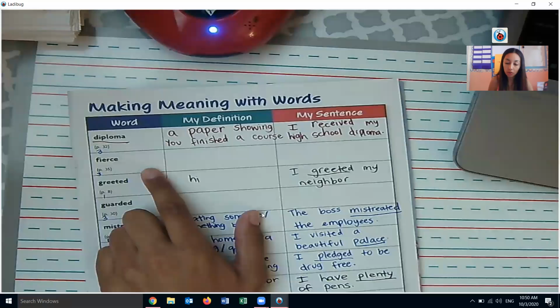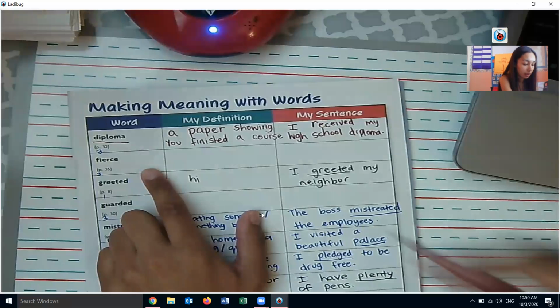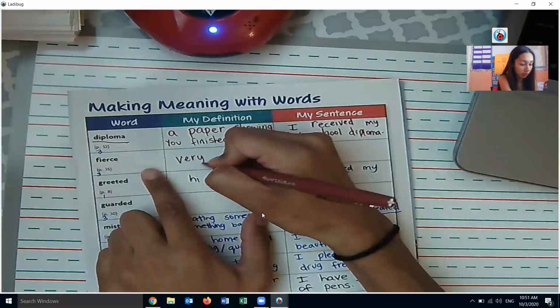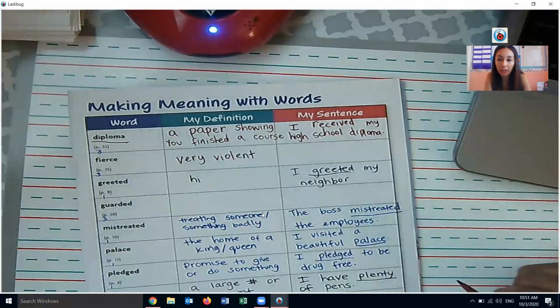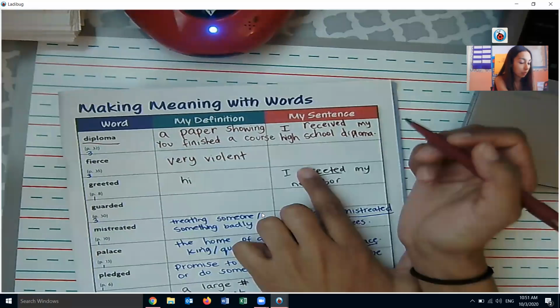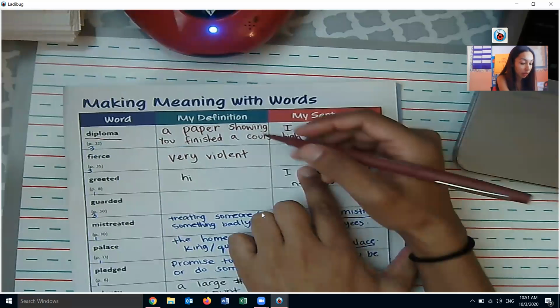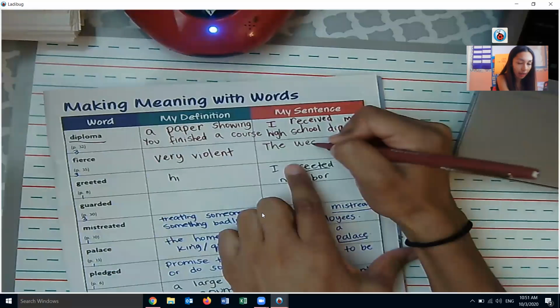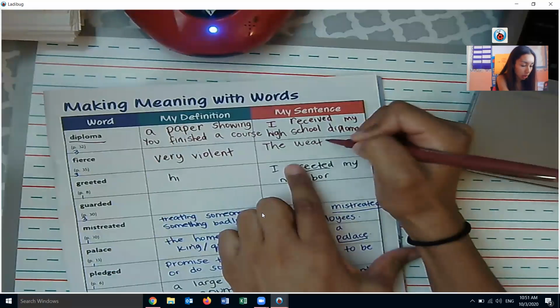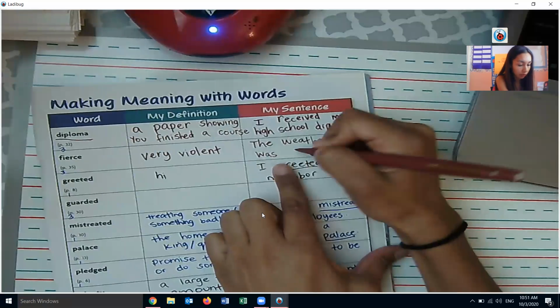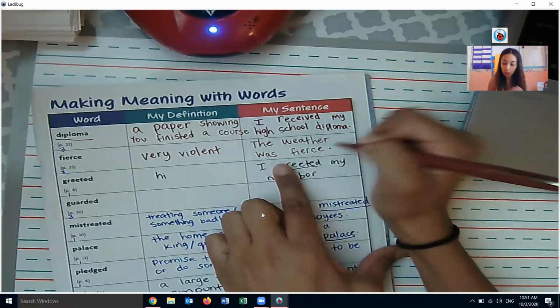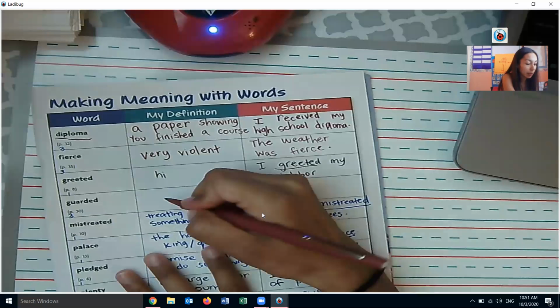Fierce. Fierce is the meaning of very violent. Maybe thinking of like a fierce tiger, or for here, maybe I think about it also with weather. Maybe the weather was fierce, just very violent, so windy and really strong rain. The weather was fierce. And the last one is guarded, which means protected.